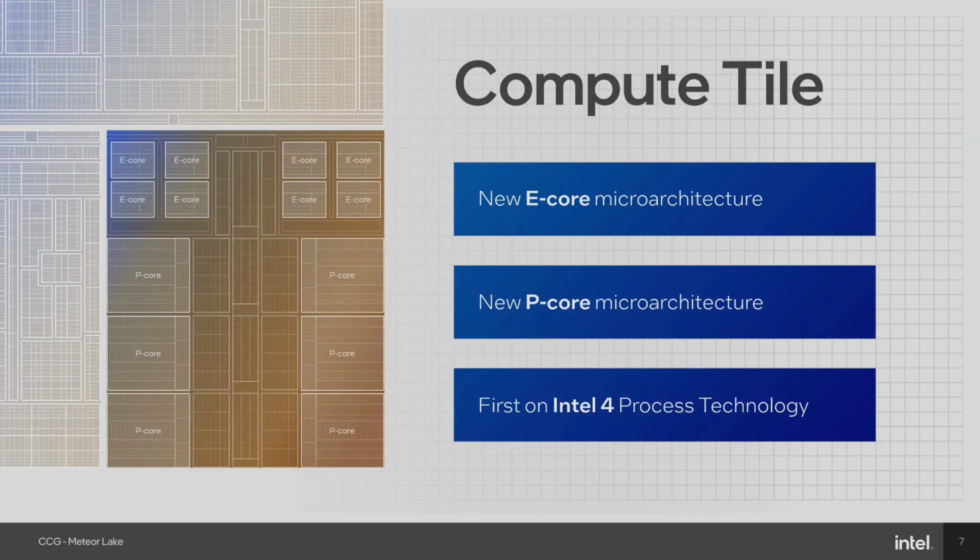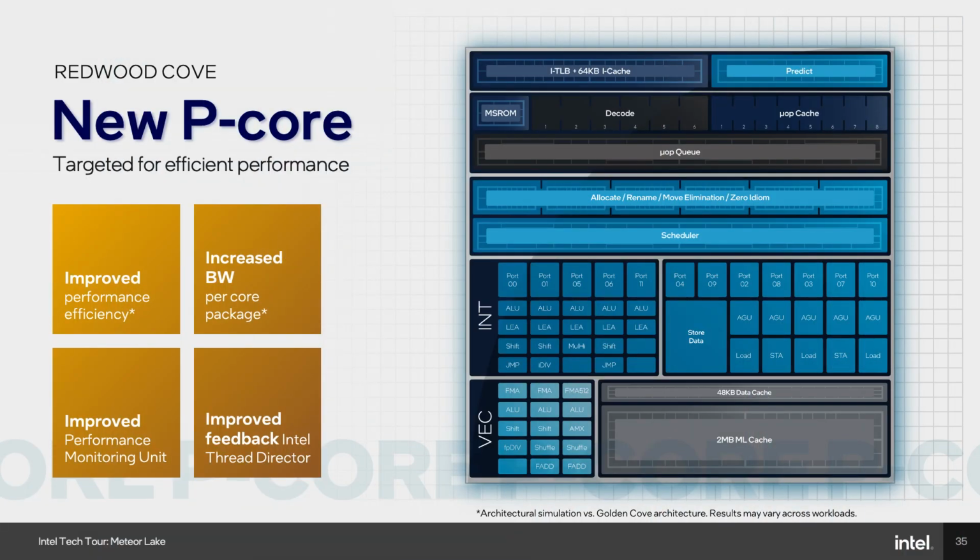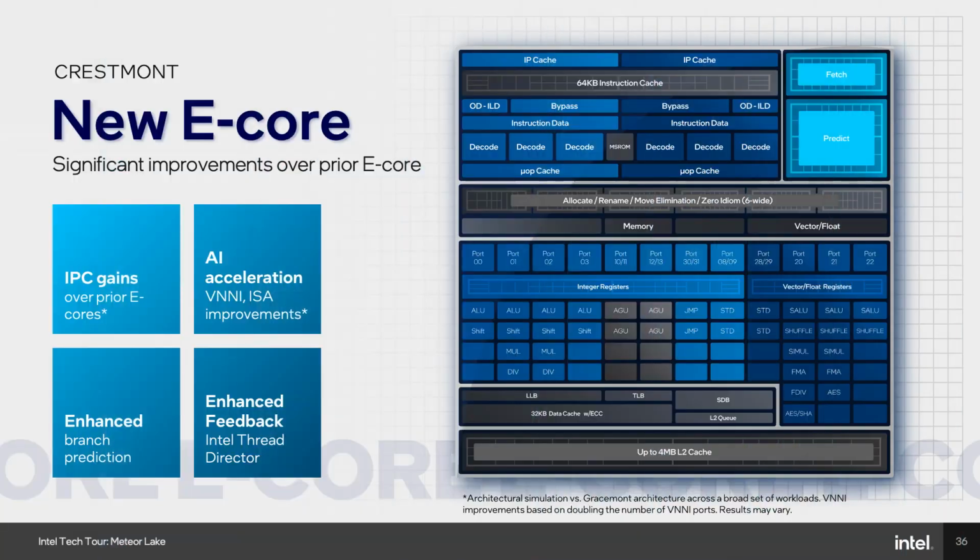So our compute tile on Meteor Lake has P cores, which are designed for high performance for ST limited threading cases such as gaming and content creation. We deliver on that. Then we have our E cores on the compute tile, which are there to deliver multi-threaded performance under a given power envelope.